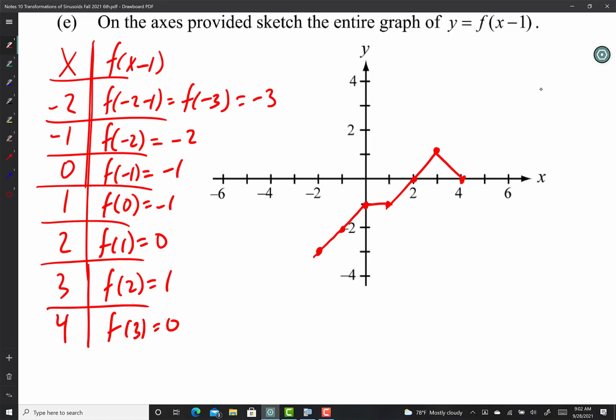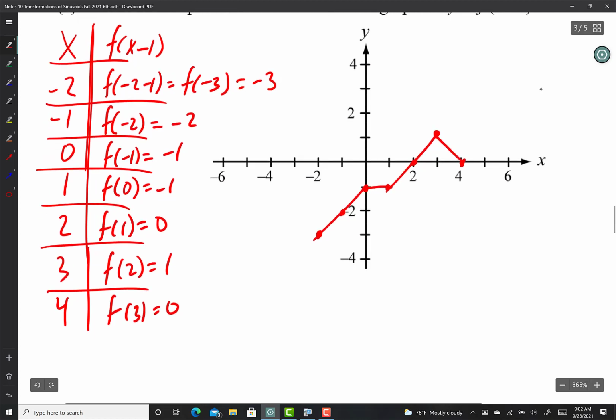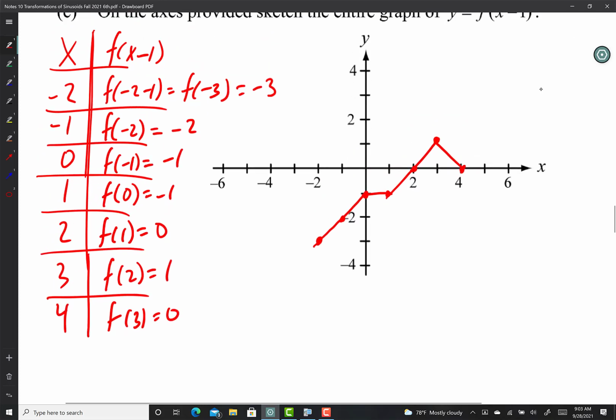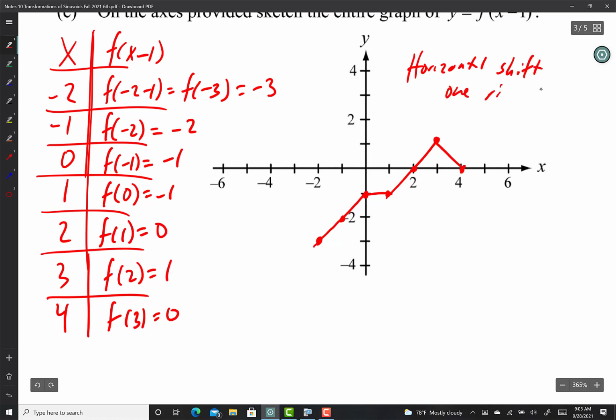And now we finally get to the fun stuff. Oh, I just put horizontal shift 1 to the right. Horizontal shift 1 to the right.